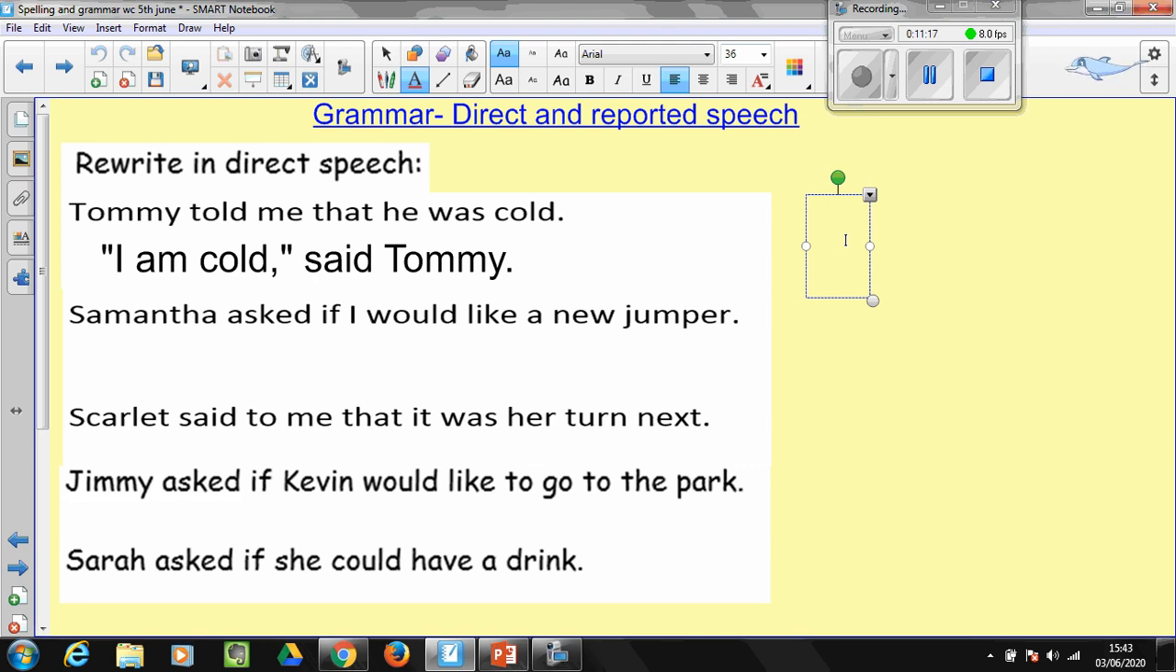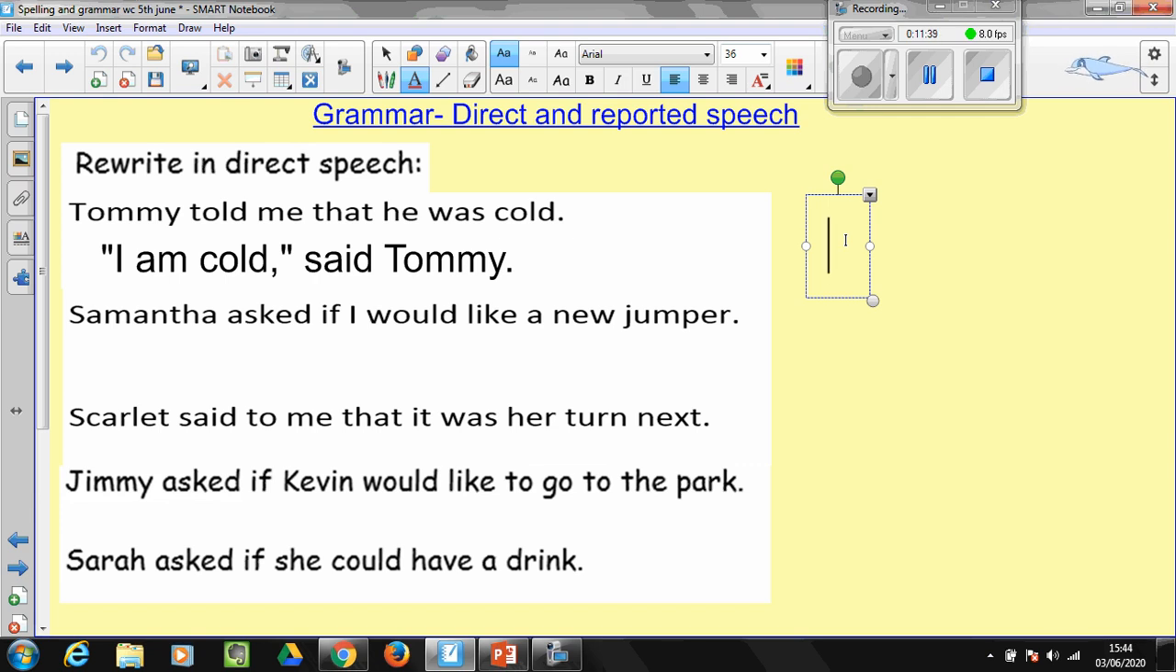Jimmy asked, oh, it's going to be a question. Jimmy asked if Kevin would like to go to the park. Speech marks, capital letter. Would you like to go to the park? And you might have Kevin or not have Kevin. Would you like to go to the park? Question mark, closing speech marks. Jimmy asked or asked Jimmy.